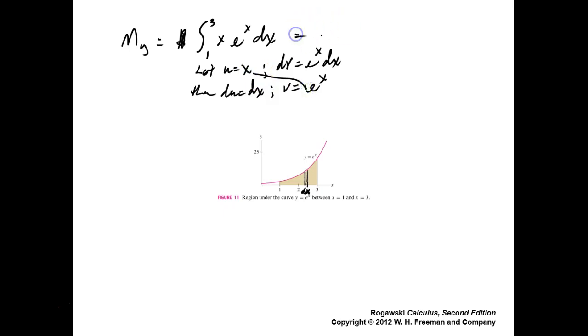u times v, so this would be x e to the x. Oh, you said minus? Okay, minus. Of the bottom line here, and what would that be? e to the x dx. And this, by the way, is also evaluated from 1 to 3. That first part, you evaluate from 1 to 3. So let's do that first evaluation. What would that be?